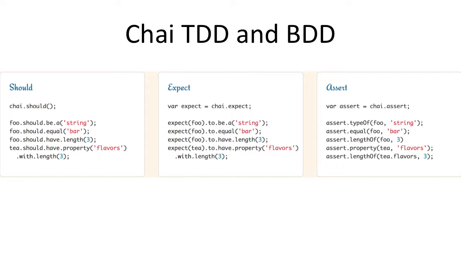There's not just TDD, what I mentioned, test-driven development, but there's also behavior-driven development. The difference being that one is more friendly to the reader or the human. As you can see here, it says foo should be a string versus, say, an assertion where it says assert typeof foo string. It's just a more natural way to express potentially your test, but this is dependent, of course, on the developer or the software engineer.